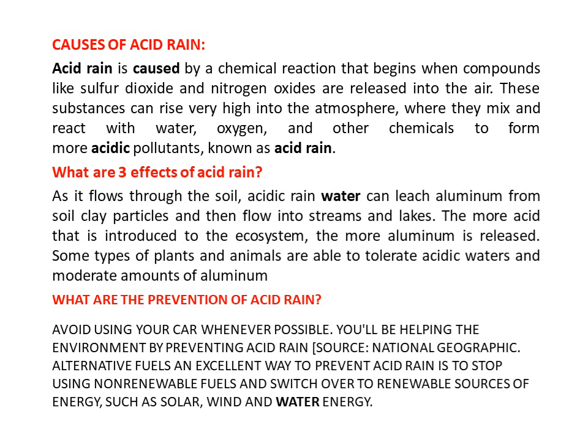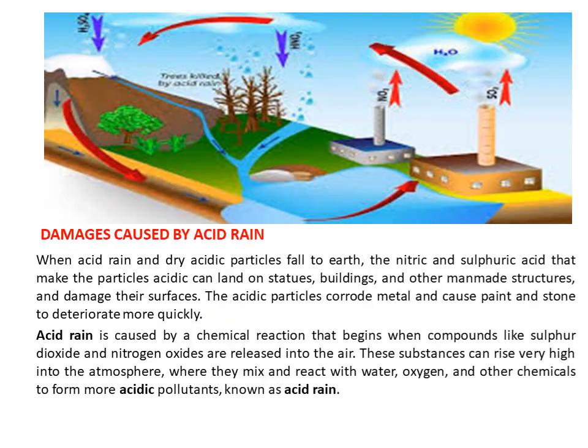The third, what is the prevention of acid rain? Avoid using your car whenever possible. You will be helping the environment by preventing acid rain. Source: National Geographic, alternative fuels. An excellent way to prevent acid rain is to stop using non renewable fuels and switch over to renewable sources of energy such as solar, wind and water energy.